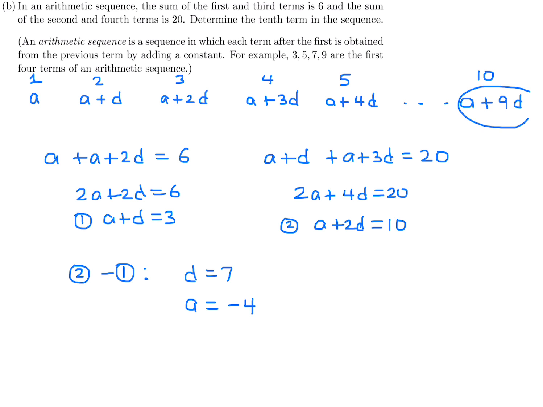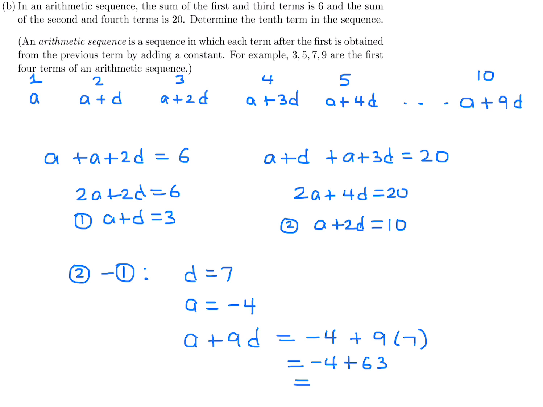Now I can figure out the 10th term. The 10th term is a plus 9d. A is negative 4, d is 7, so that's negative 4 plus 63, and that is 59. So 59 is the answer to this question.